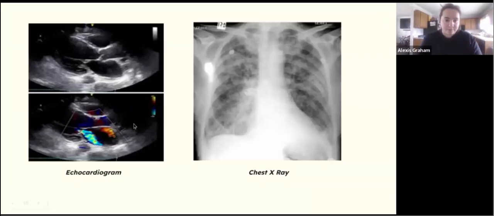So these are just a few pictures of the echocardiogram right here. And then this is the chest x-ray. You can see the cardiomegaly and then some of that butterfly pattern that we were talking about.